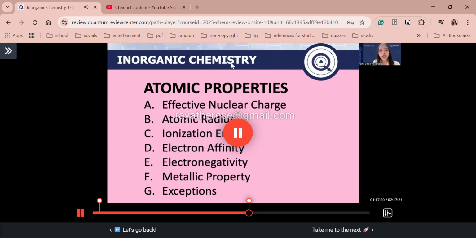Atomic properties. So we will learn the effective nuclear charge, atomic radius, ionization energy, electron affinity, electronegativity, metallic property, and the exceptions to the periodic trends.